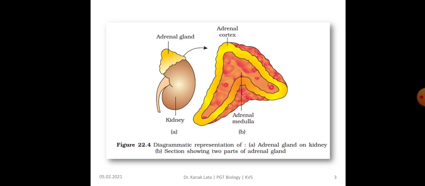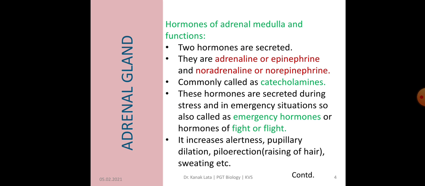Here it is the diagrammatic representation of adrenal gland on kidney and section showing two parts of adrenal gland, that is centrally located adrenal medulla and outside is the adrenal cortex. Both adrenal medulla and adrenal cortex secrete hormones. Here we will discuss separately. First, it is about hormones of adrenal medulla and its functions.